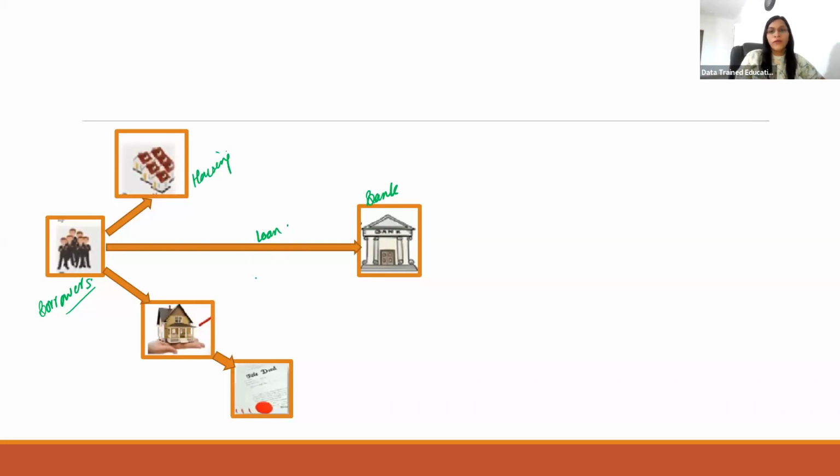So for a housing loan, what is the general process? You need to provide the property papers. The property papers are mortgaged with the bank, and against those property papers they provide you the loan. That is like a collateral security. If you are not able to repay the loan, they are going to forfeit it. Okay. So this is a mortgage.